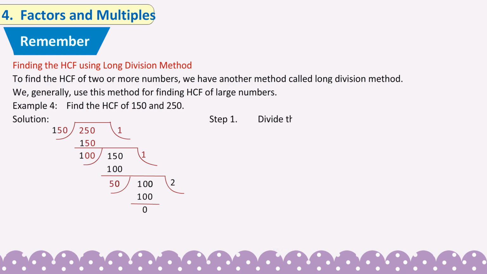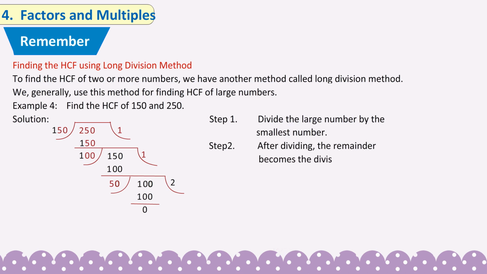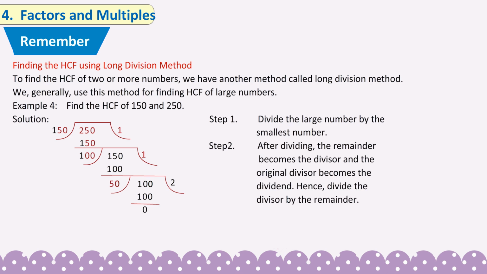Solution. Step 1. Divide the large number by the smallest number. Step 2. After dividing, the remainder becomes the divisor and the original divisor becomes the dividend. Hence, divide the divisor by the remainder.